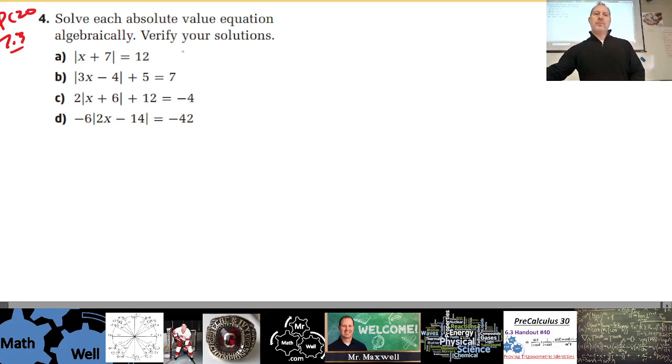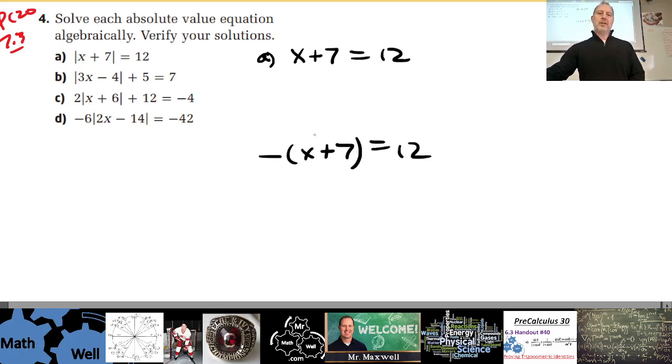So what you want to remember is that this absolute value means that there's two possible cases for what's inside the absolute value signs, where this quantity x plus 7 could be positive or it could be negative. The absolute value signs say we have to account for both possibilities. So for A, you want to do two cases where we have x plus 7 equals 12. That's the positive version. And then technically, the second version would be negative x plus 7 equals 12, right? The negative version of what's inside the absolute value.